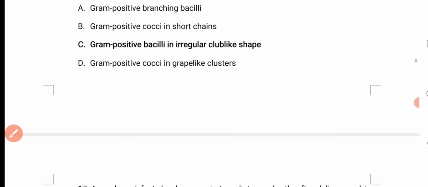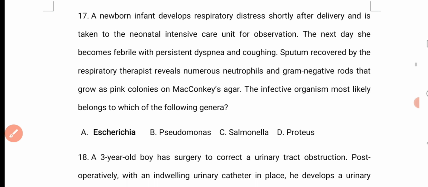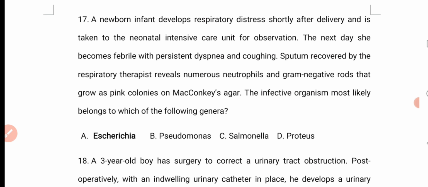Another question: a newborn infant develops respiratory distress shortly after delivery and is taken to the neonatal intensive care unit for observation. The next day she becomes febrile with persistent dyspnea and coughing. Sputum collected by the respiratory therapist revealed neutrophils and what? Gram-negative rods that grow as pink colonies on MacConkey. The infective organism most likely belongs to which of the following?